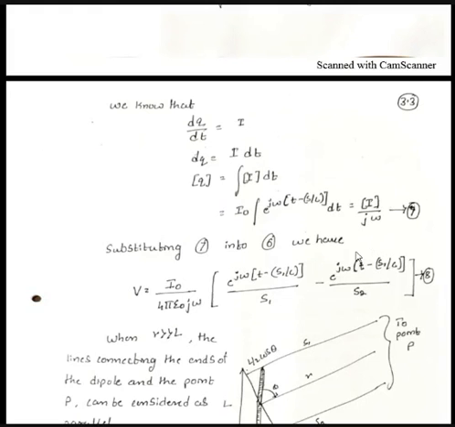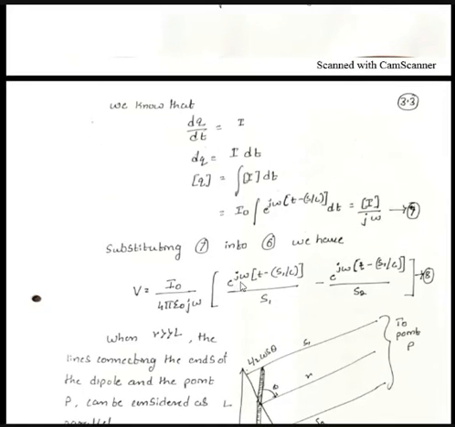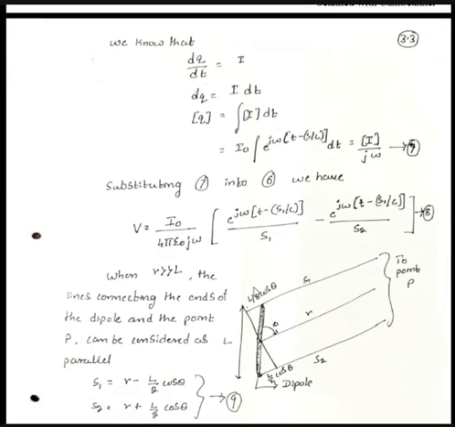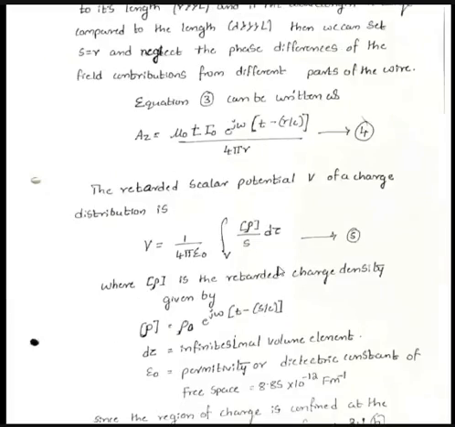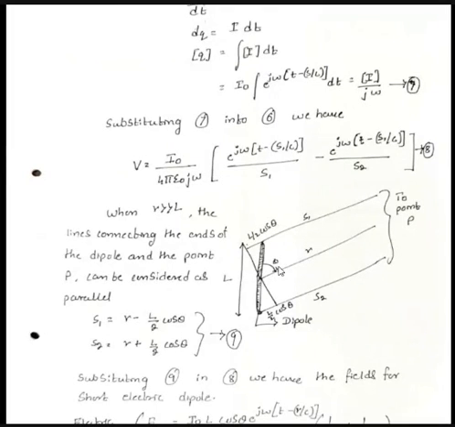Now substituting equation number 7, which we have just got, in equation number 6, what exactly are we having? We are having equation number 8. What is exactly this equation number 8? It is the retarded scalar potential.